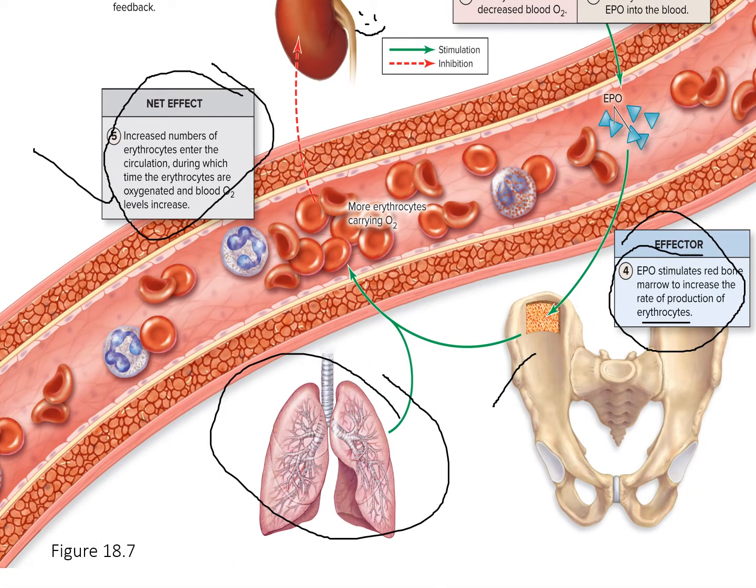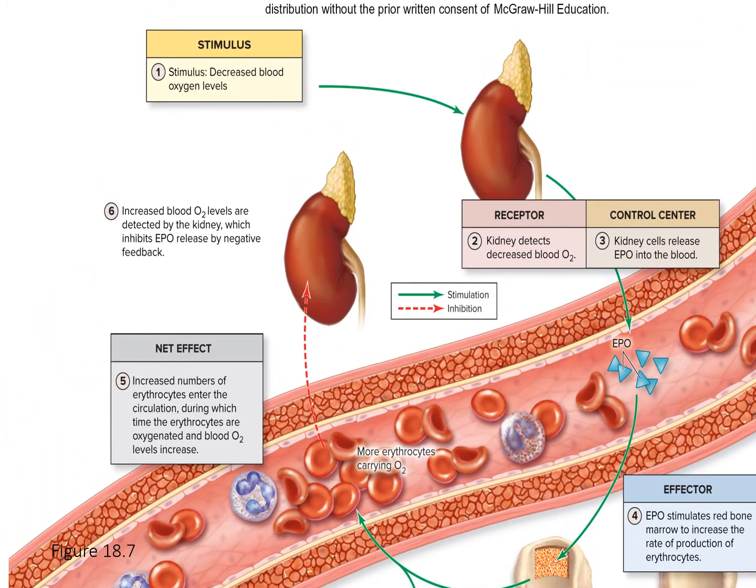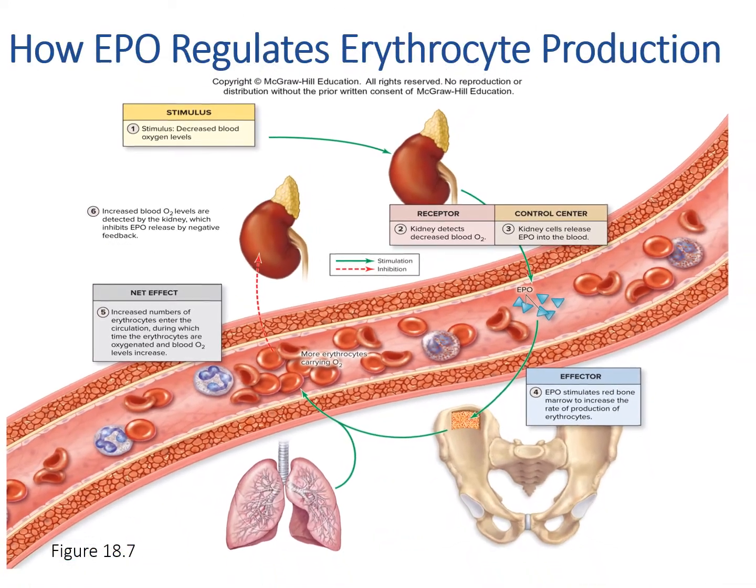So you see, erythropoietin causes the bone marrow to make more red blood cells, to carry more oxygen. And once there's plenty of red blood cells, then the kidney lays off, backs off a little bit, doesn't release as much erythropoietin. That's how erythropoietin regulates erythrocyte production, EPO.